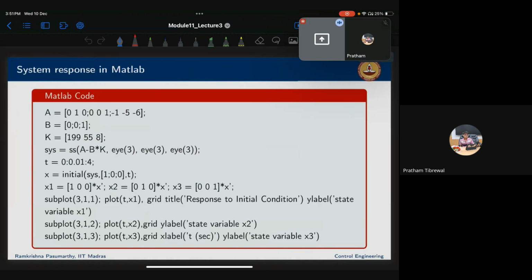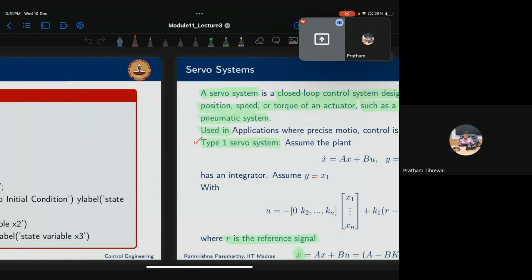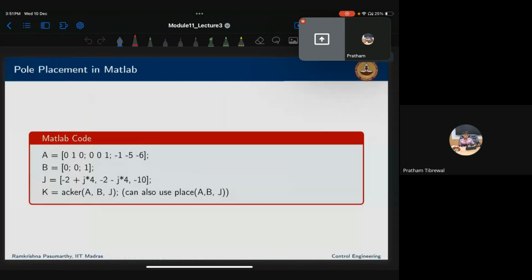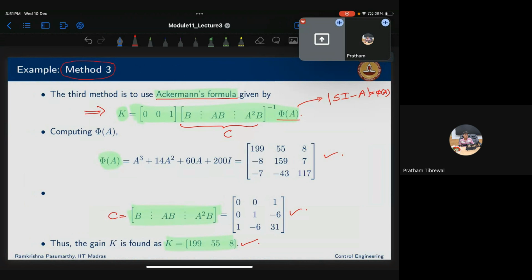You can also use MATLAB to calculate that. Is there any doubt in these three methods?